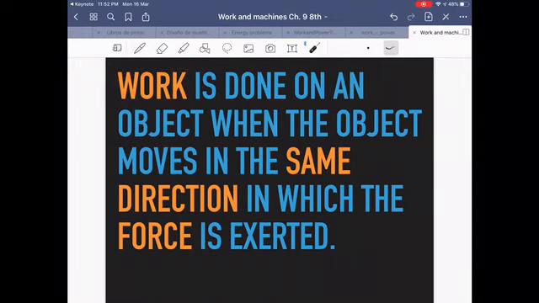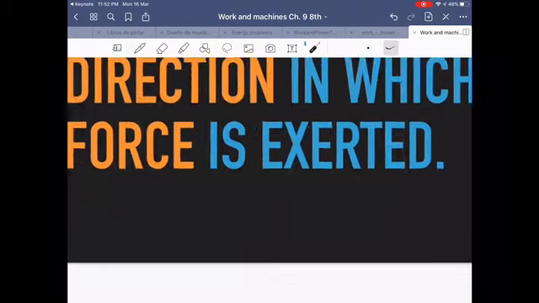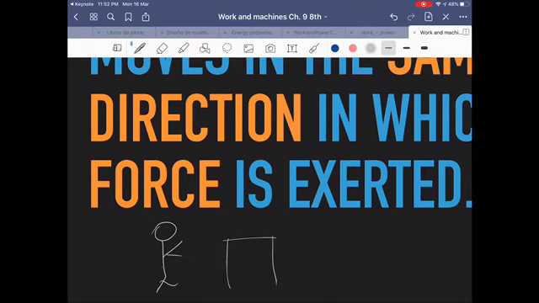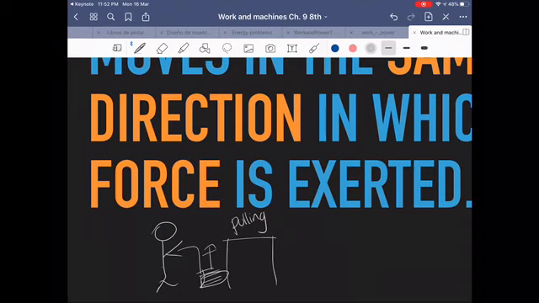Work is done on an object when the object moves in the same direction. And now this is exactly what I was talking about in the first slide. In one of the examples, I said that if you were here and you lifted from the floor a stack of newspapers upward, you are pulling, because a force is a push or a pull, right? You're pulling them upward. So the direction of the force is upward, and the motion of the newspapers is upward. So it means that the force and the motion are in the same direction, so there will be work done.